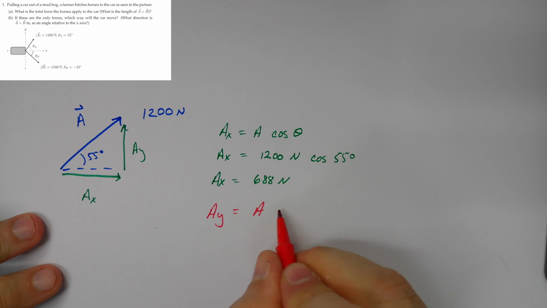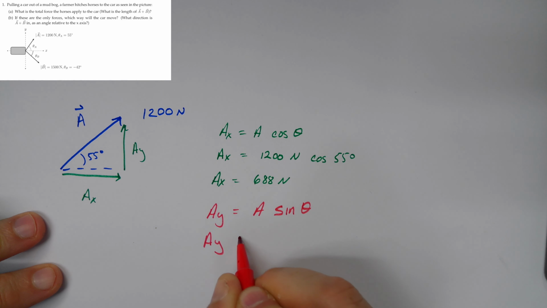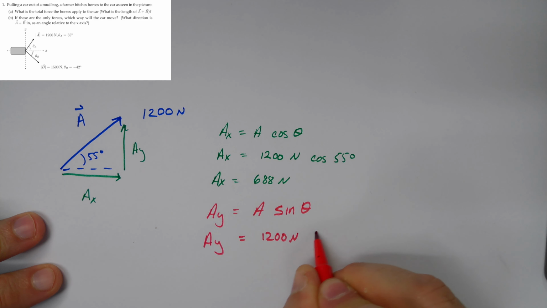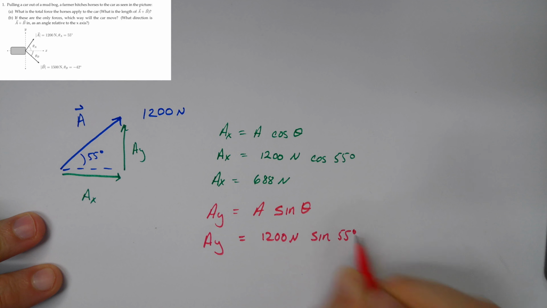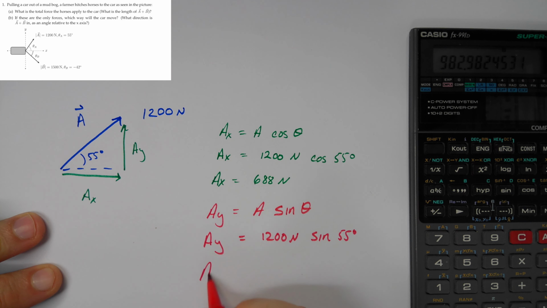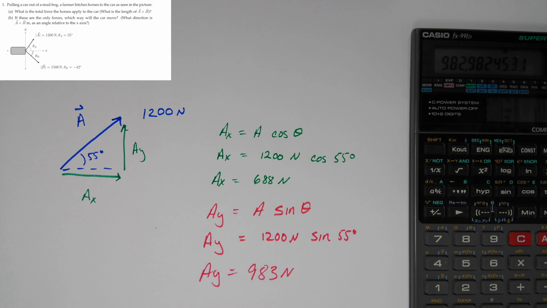So A sub y is A sine theta. A sub y is going to be 1200 newtons sine 55 degrees. Alright, so 55 sine times 1200. A sub y is 983 newtons. Alright, I needed to check my math just to make sure I hadn't done anything weird. That's our components for A.